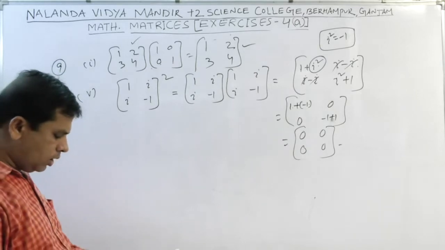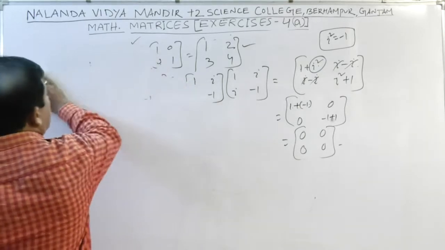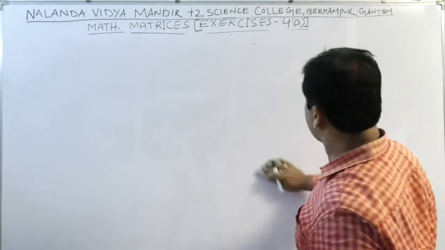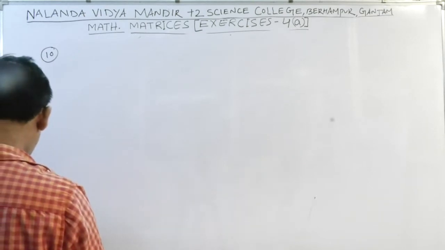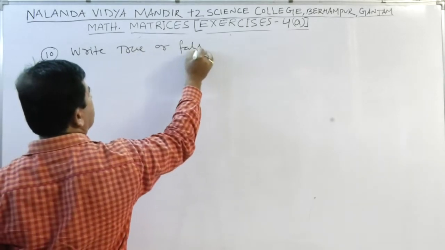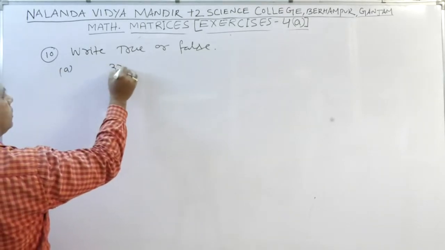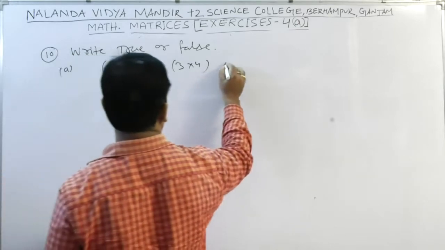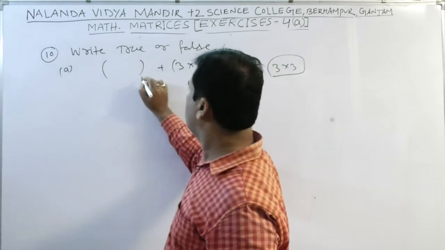Now you go to question number 10. Write true or false in the following cases. First statement: the sum of a 3 cross 3 matrix and a 3 cross 4 matrix, we get a 3 cross 3 matrix. This statement is false.